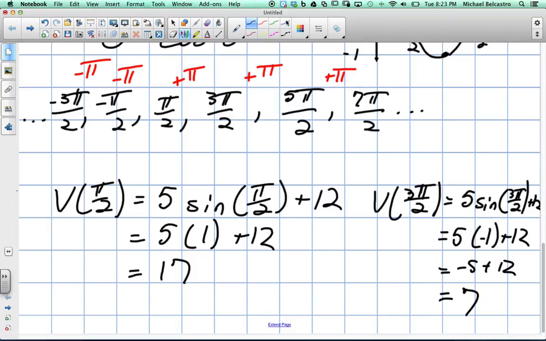So essentially, we can deduce that these will be our max values, and these will be our minimum values. Because it's sinusoidal, we can keep this pattern as we go through: max, min, max, min. This will be a minimum, this will be a maximum. So all of these values in our domain are times when we're reaching a max or a minimum value, and our max and min values are alternating between the numbers 17 and 7.